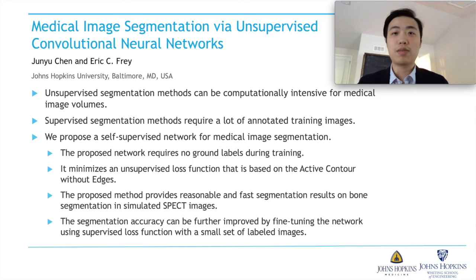We show that this method can provide reasonable segmentation results of a dice score around 0.6 for segmenting bone structures in SPECT simulations. We also show that the accuracy can be further improved by almost 0.2 by fine-tuning the pre-trained self-supervised network with a small set of labeled images.